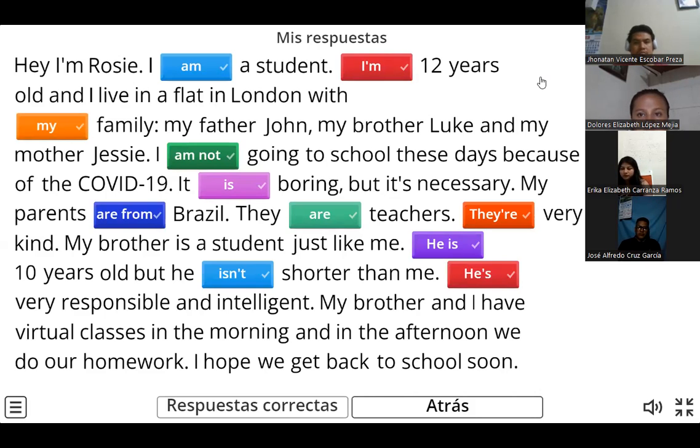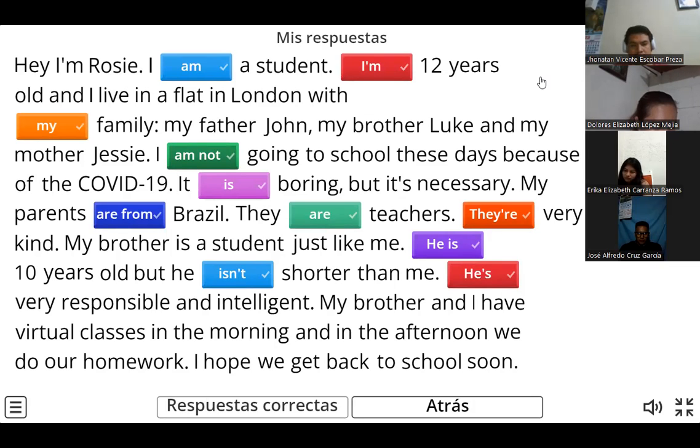Hey, I'm Rosie. I am a student. I am 12 years old and I live in a flat in London with my family. My father, John, my brother, Luke, and my mother, Jessie. I am not going to school these days because of the COVID-19. It is boring, but it's necessary.